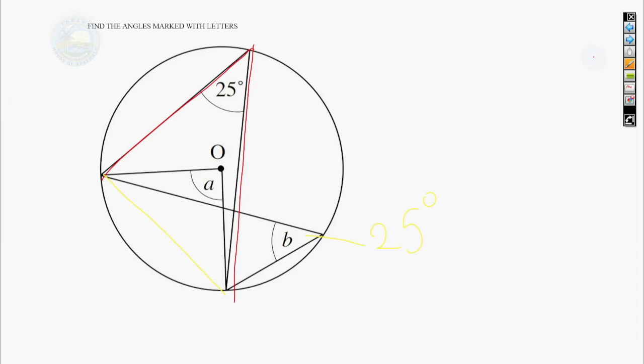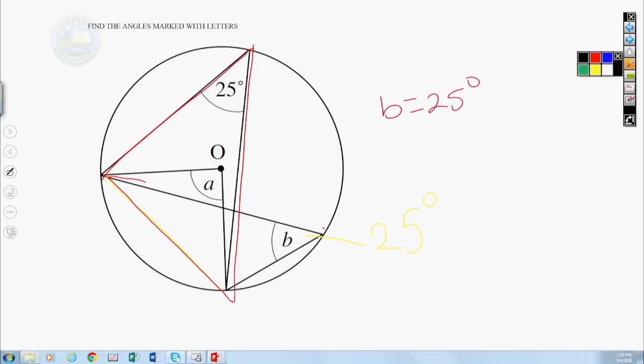You know what? Let me change the color so that you're able to see what I'm talking about. So I'm drawing the chord in red. You see that this chord is subtending the angle 25 at the circumference, and it's also subtending the angle B at the circumference in the same segment. So that is why we're saying that B will be equal to 25 degrees.